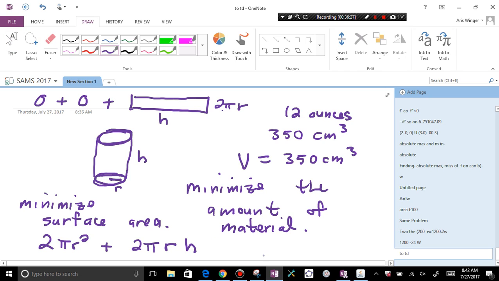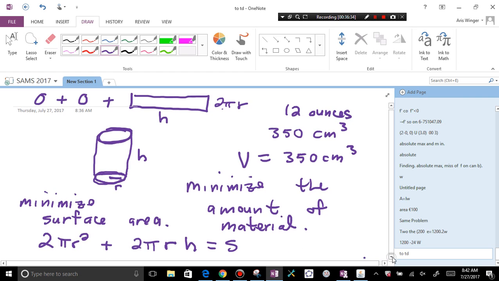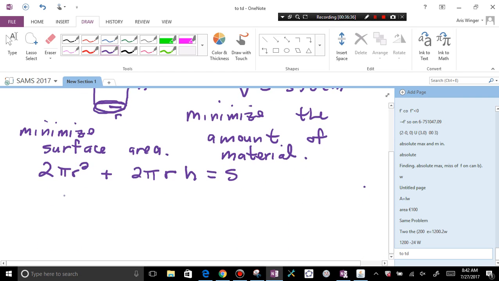All right, so we want to minimize this. We'll call that S, subject to the constraint that the volume is 350. Again, that's the volume in cubic centimeters of roughly a 12-ounce can. And so pi r squared h is the volume in terms of the radius and the height, and that is 350. It's the same program that we've been having, except we just got to do some more algebra stuff.